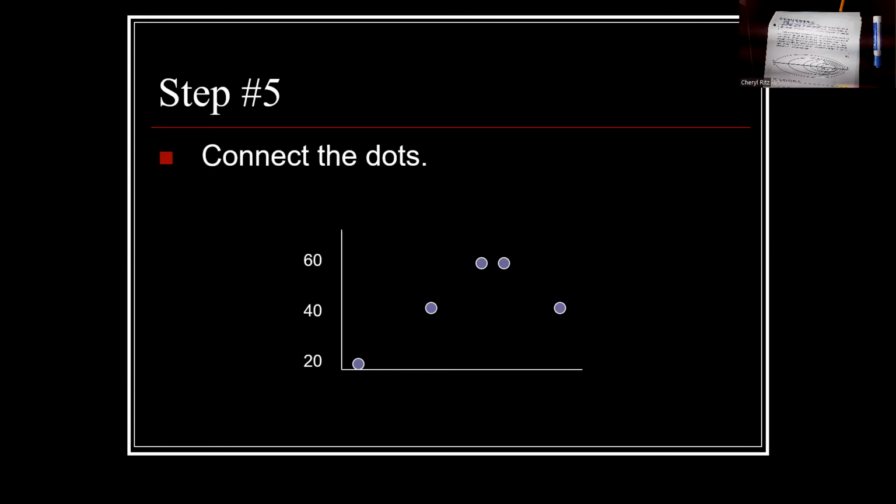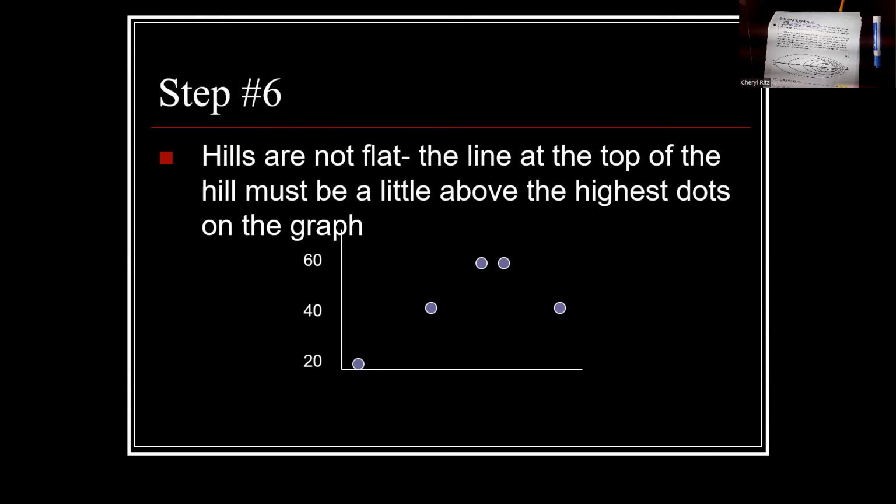Step 6 kind of goes with step 5. There's just a rule for connecting dots. And that rule is hills are not flat. Meaning once you get to those 2 dots that are the same, so in this case, the 2 60s, you don't just connect them straight across.